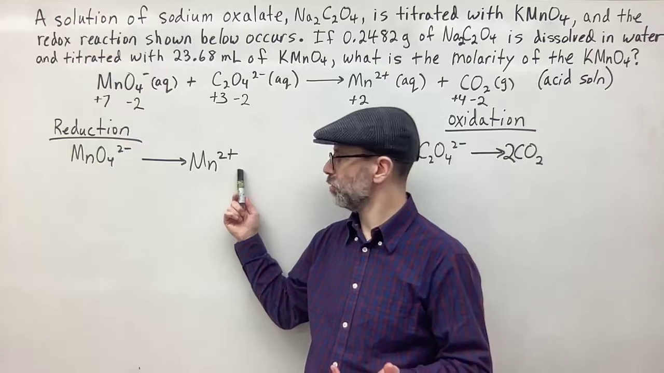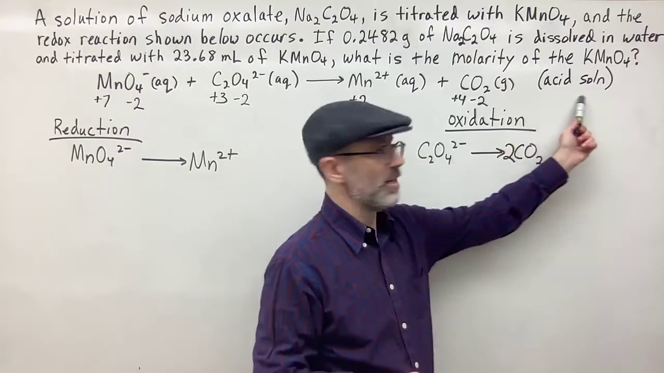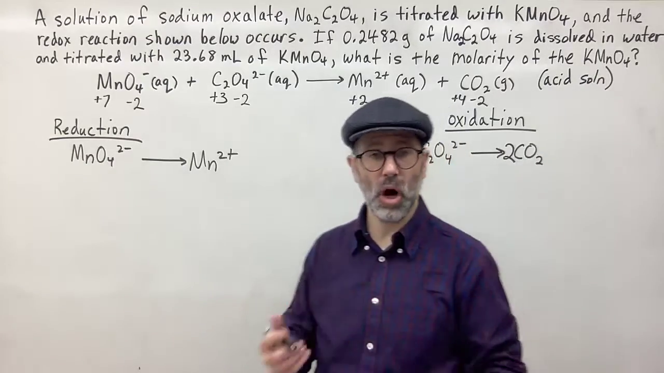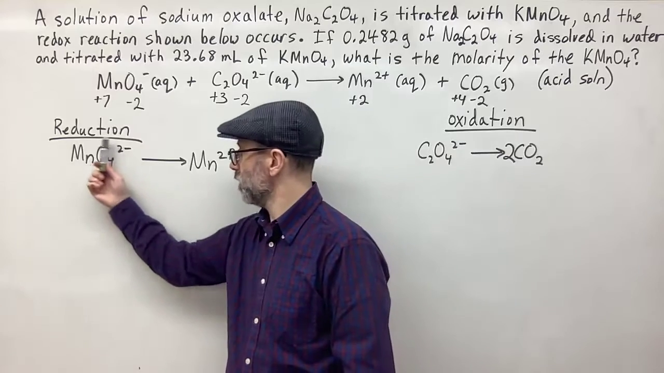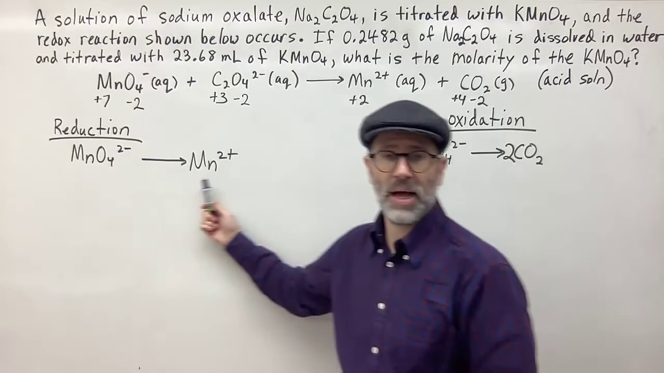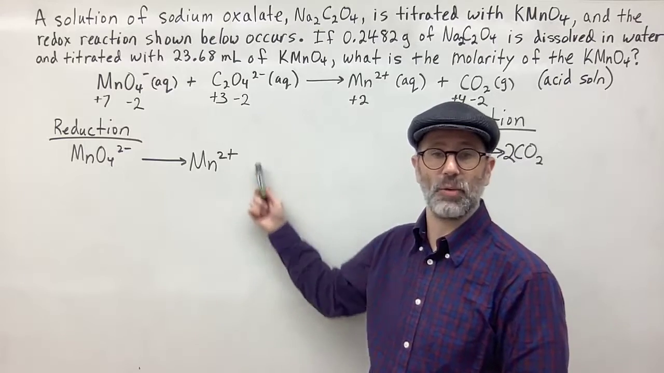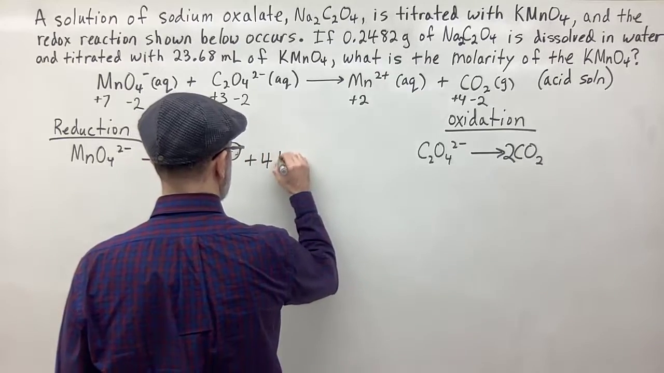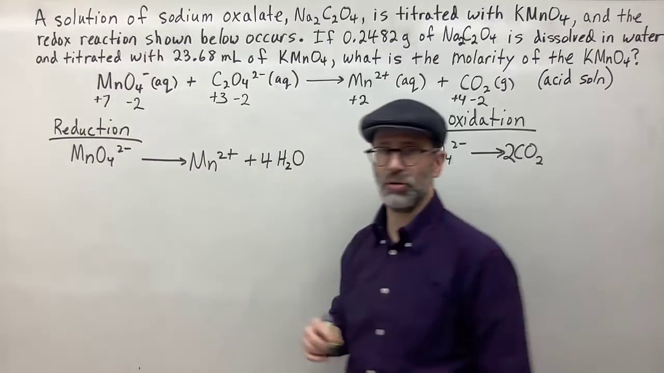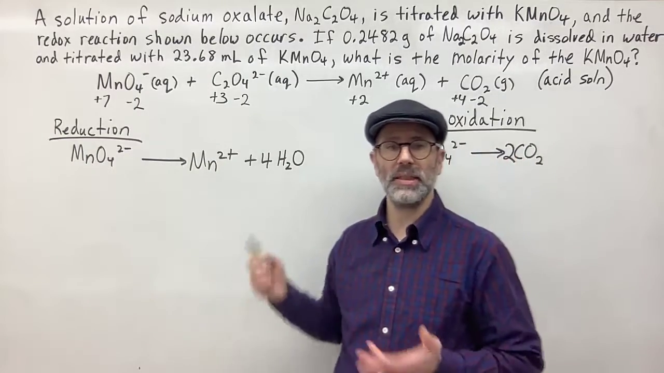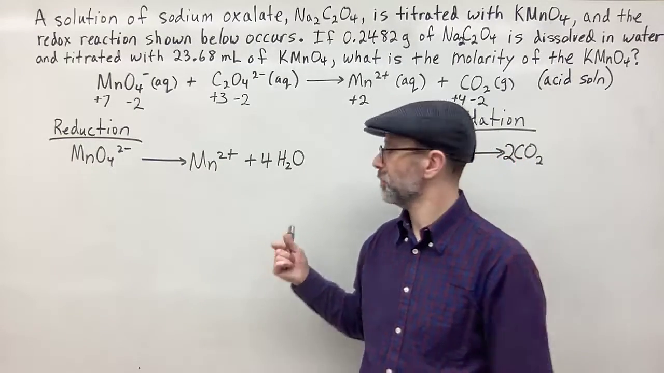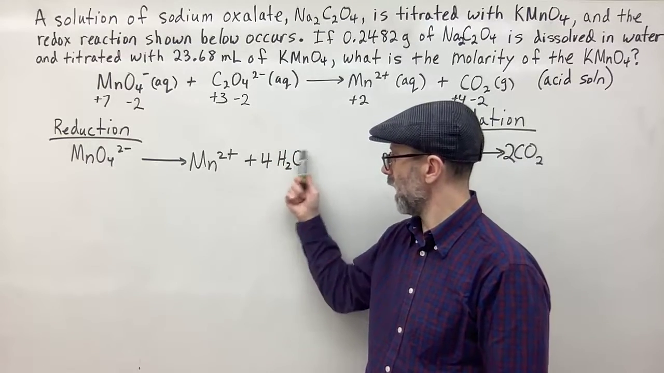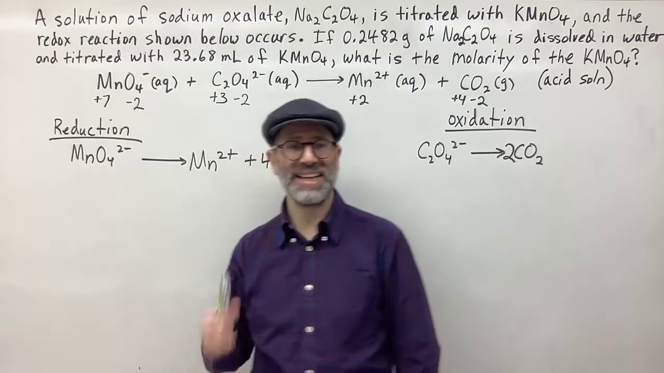So what do we do? This is where the acid solution comes in, right? Also the fact that this is in water. So if I have 4 oxygens over here, I'm going to balance the oxygens on this side by adding water to this side. So I'm going to add 4 water molecules. Why? Because this is in solution and it's in water. So I have 4 water molecules over here. So now I have 4 times 1 oxygen. I have 4 oxygens on this side.